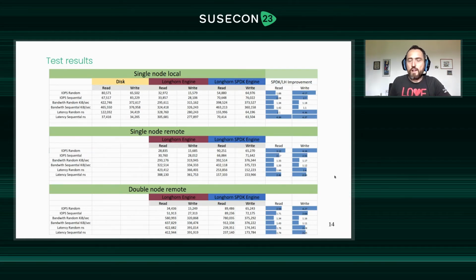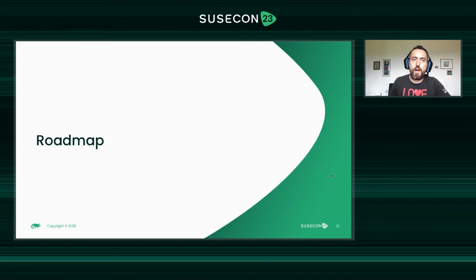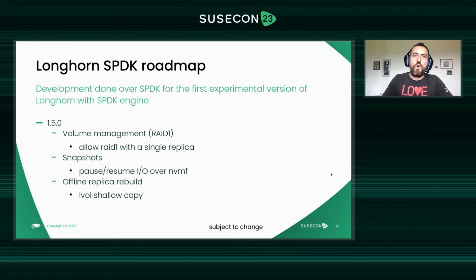And so, what else? After showing the result comparison, we can discuss the roadmap of our project. We can show now the development done of SPDK for the first experimental version of Longhorn with SPDK engine. The first experimental version will be 1.5.0, which will be released at the end of this June. And what have we done in this release?